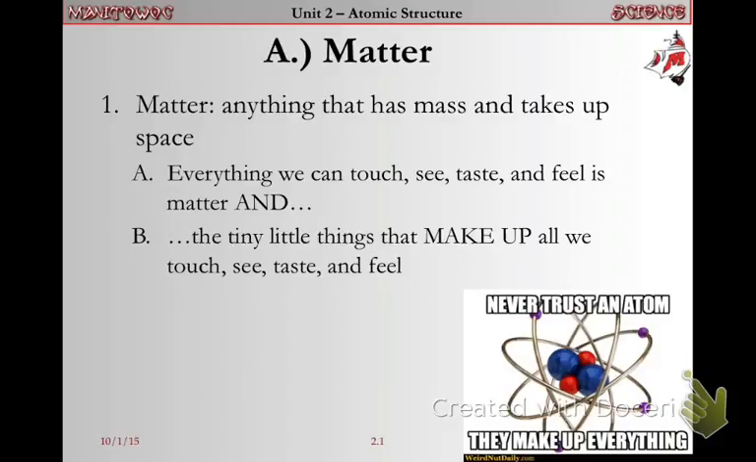And even the tiny little things that make up what we touch, see, taste, and feel, we call that matter as well. So atoms in particular are the things that make up matter, so we really discuss those quite a bit. Atoms are simply defined as the building blocks of matter. And most matter is a collection of atoms in a specific arrangement that allows them to have distinct properties that we can then analyze, test, and change and utilize to our benefit.